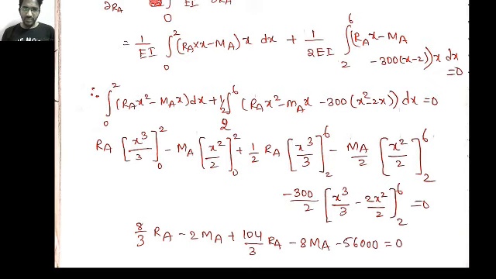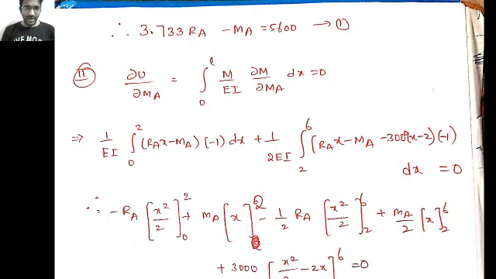I am not taking the second redundancy here. First of all you have to calculate the first redundancy, then the second redundancy. This entire expression I have written with therefore. It is completely a mathematical operation, that means integration. So what is the final equation? Therefore, 3.733 RA minus MA is equal to 5600. This is the first equation, the first redundancy equation.